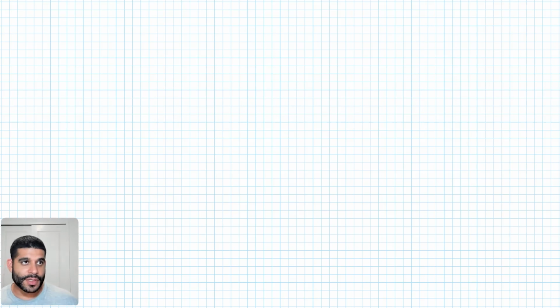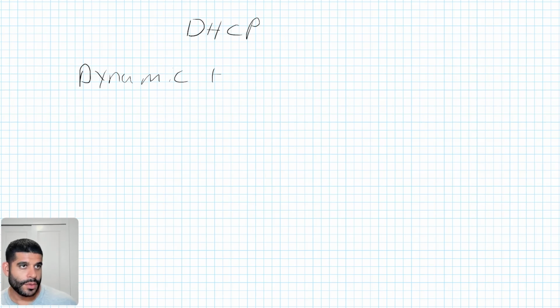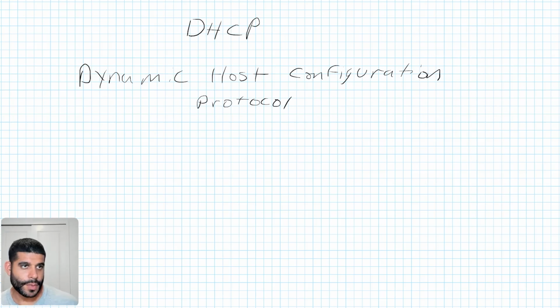So first things first, let's talk about what a DHCP is. DHCP. All right, my handwriting is getting better as time goes on. So for those of you who are wondering what the heck DHCP even means, it stands for Dynamic Host Configuration Protocol. All right, so DHCP stands for Dynamic Host Configuration Protocol. So when we think about what this even means, let's talk about it, and that way you can see exactly how this works and why it's very, very important.